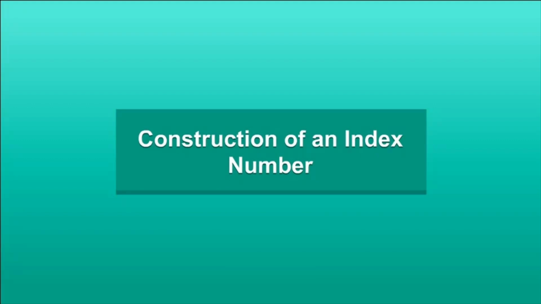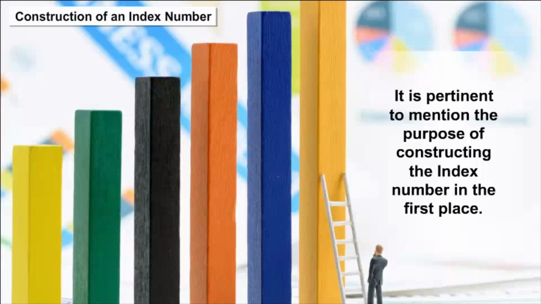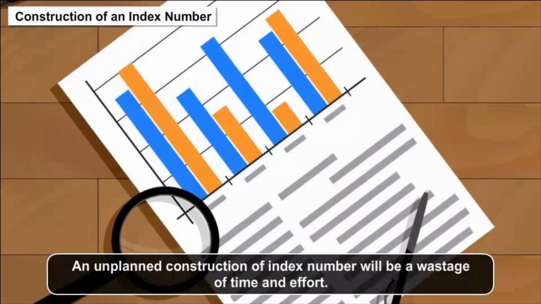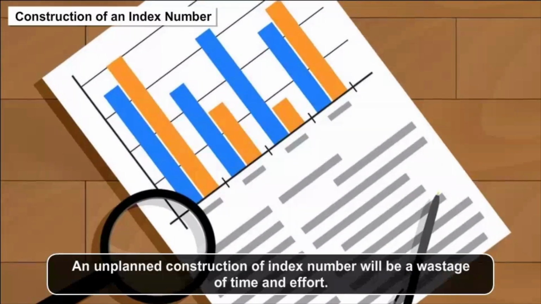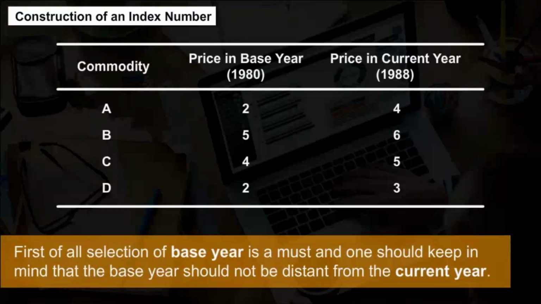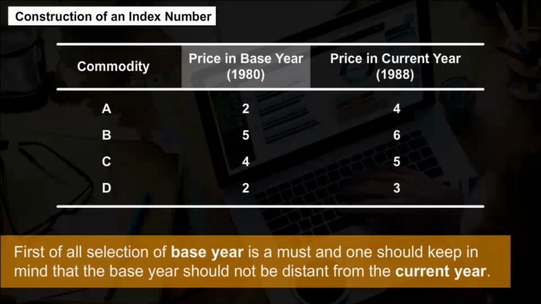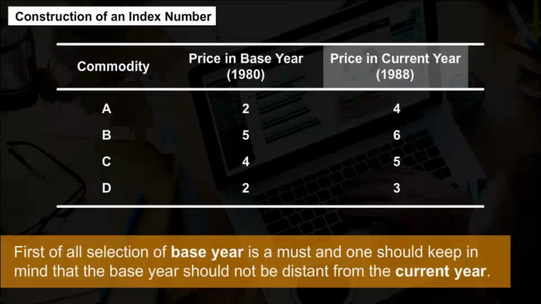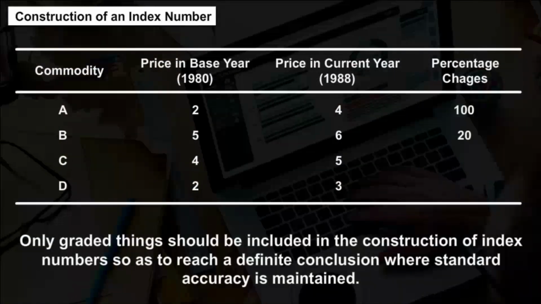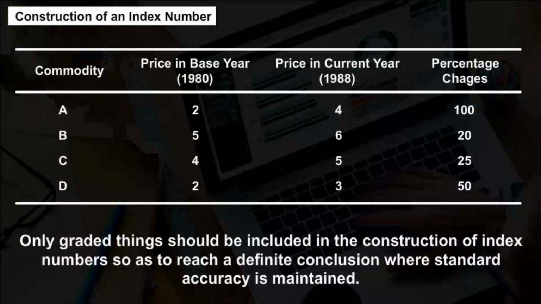Construction of an index number. It is pertinent to mention the purpose of constructing the index number in the first place. An unplanned construction of index number will be a wastage of time and effort. First of all, selection of base year is a must, and one should keep in mind that the base year should not be distant from the current year. Only graded things should be included in the construction of index numbers, so as to reach a definite conclusion where standard accuracy is maintained.